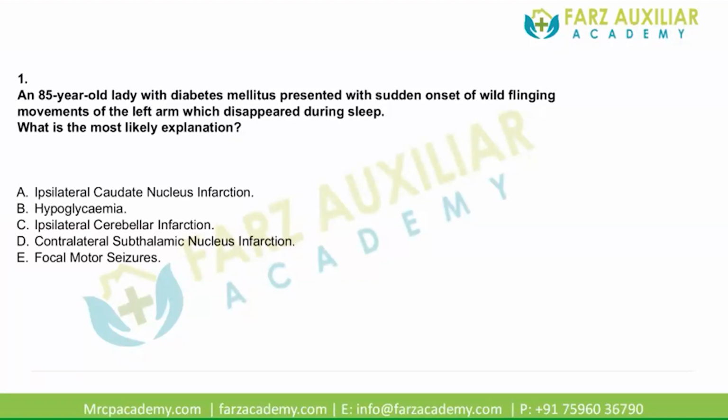So, this is an 85-year-old lady who has diabetes mellitus and she presents with sudden onset of wild flinging movement of the left arm, which importantly disappeared during sleep. What is the most likely explanation? So, what is this clinical condition called? Ballismus or hemiballismus. This is not a focal seizure, doctor. It is disappearing during sleep. So this is actually a subthalamic hemiballismus, that is correct.